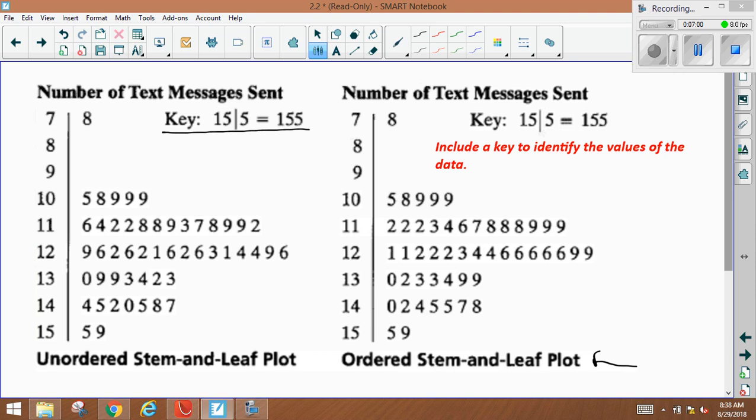You can look at the shape of it, right? It looks like, maybe on average, or you could say the majority of text messages sent was somewhere between 100 and 140, right? The majority of our text messages sent. It's much easier to look at the data when it's been ordered properly.